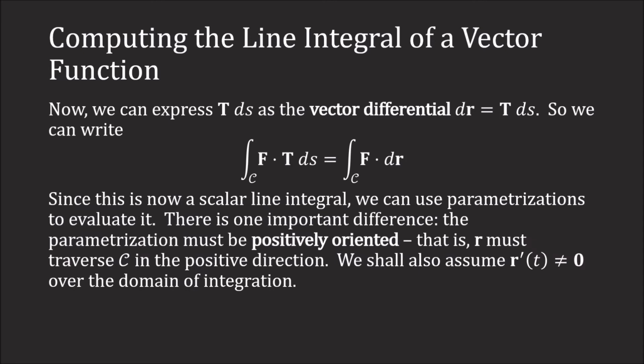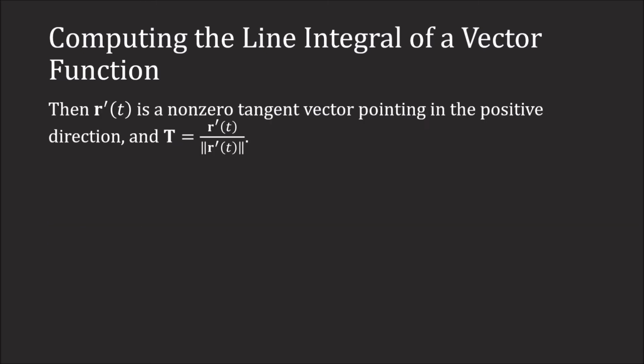Since this is now a scalar line integral, we can use parameterizations to evaluate it. There is one important difference. The parameterization must be positively oriented. That is, r must traverse C in the positive direction. We will also assume that r prime of t is not 0 over the domain of integration. Then r prime of t is a non-zero tangent vector pointing in the positive direction, and T is r prime over the norm of r prime.